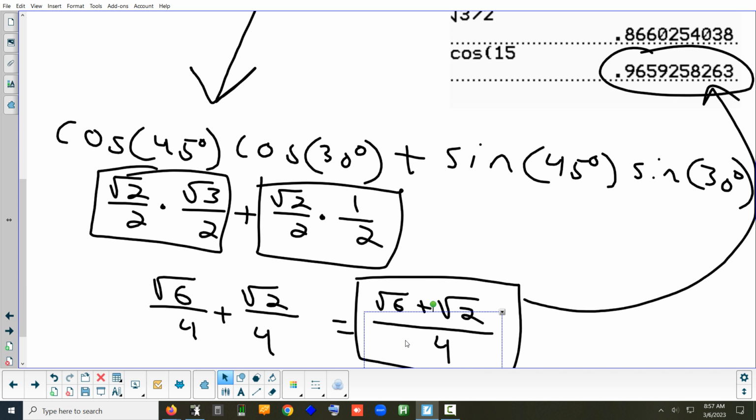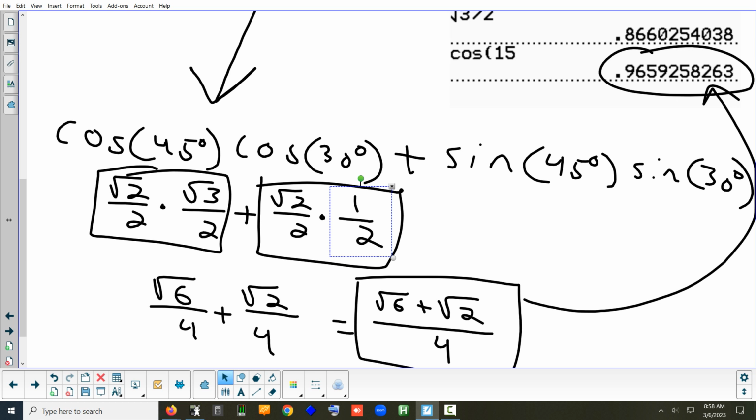Yep. Where'd you get the 1/2 in the formula? That was from the sine of 30. So this is the cosine of 45. The next one is the cosine of 30, the plus sign. The sine of 45 is root 2 over 2 times the sine of 30 was 1/2. Oh yeah, that makes sense.